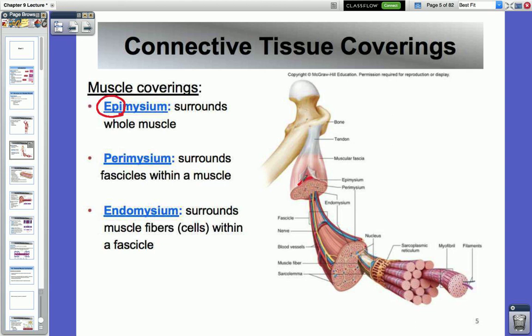And if you notice, within the epimysium, there are several bundles. This picture is showing one of those bundles being taken out. This entire bundle is called a fascicle, and it is surrounded by tissue called perimysium.